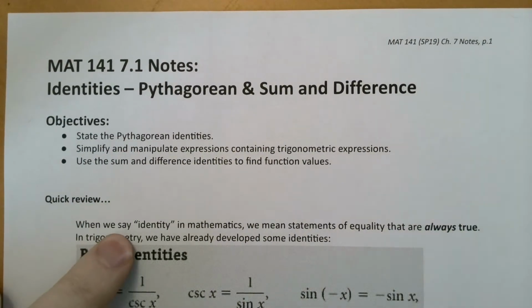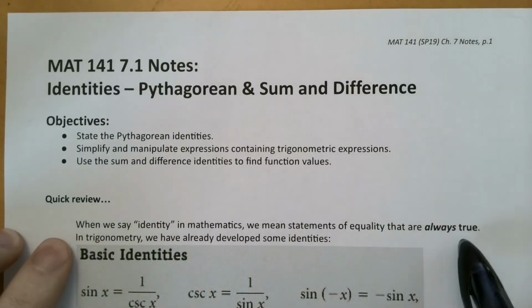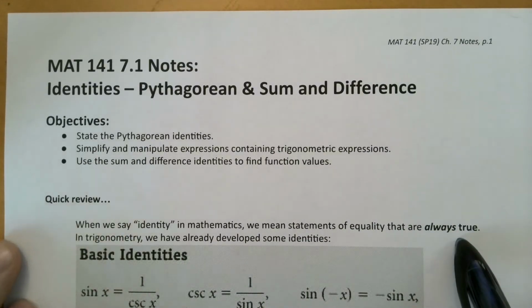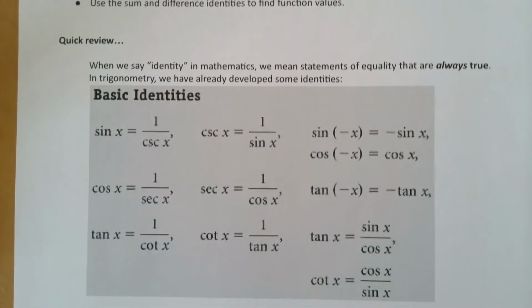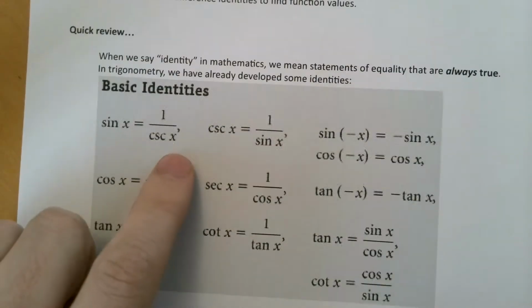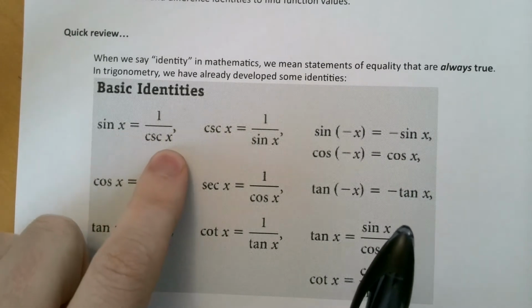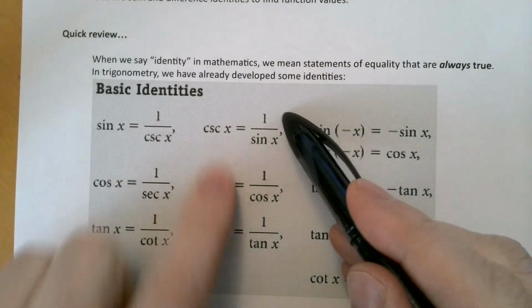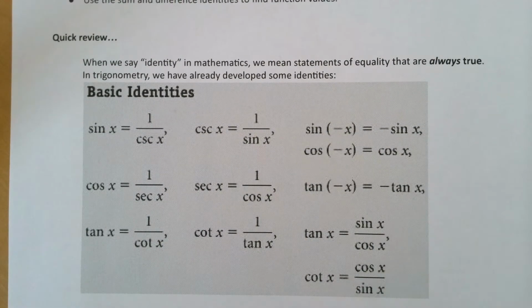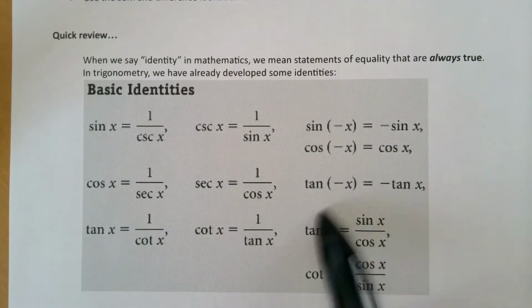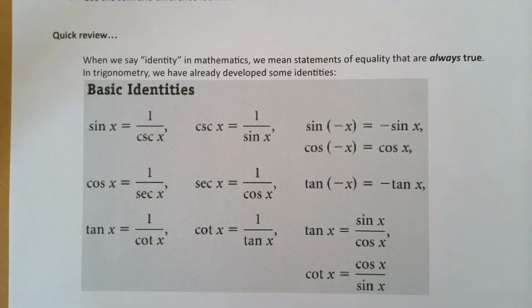When we say identity, we mean statements of equality that are always true. And so these were a set that we had developed back in chapter 6. So we know that secant x equals 1 over cosine x for all x values within the domain here. And cosecant of x equals 1 over sine x, and so on and so forth. We noted these little ones. This was a pretty important one, tangent x equals sine over cosine. So now we're going to extend these.